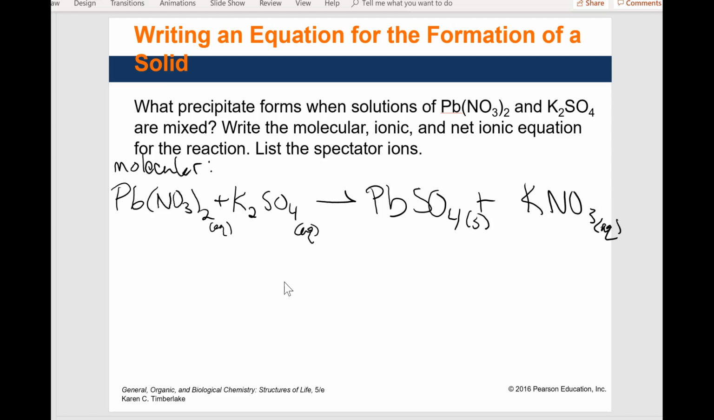And if we want to balance this, we look at, okay, we have 1 lead, 2 nitrate, 1 nitrate. We need 2 of those. 2 potassium, now we've got 2 potassium, 1 sulfate, double check everything. Looks good. So now we're balanced.